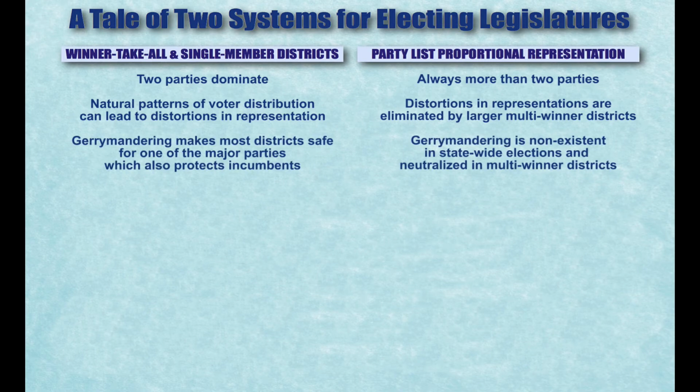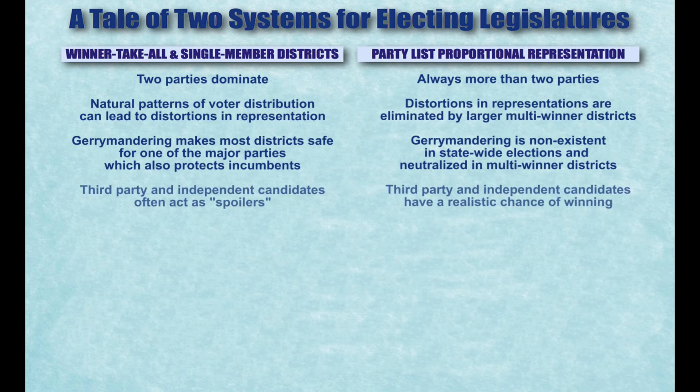Gerrymandering, the practice of drawing political boundaries to give one party an advantage over the other, adds to these distortions in representation that are inherent in a single winner system. Proportional representation puts an end to gerrymandering. With 5 or more winners in a larger district, the effects of gerrymandering are neutralized. With statewide elections, there are no district lines to be drawn.